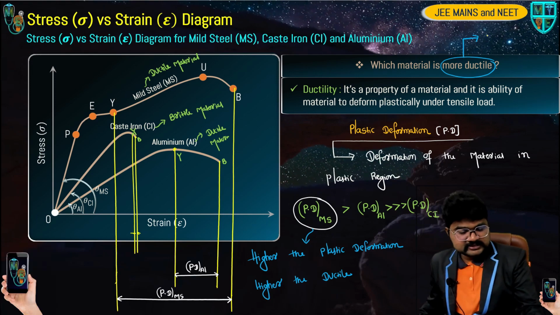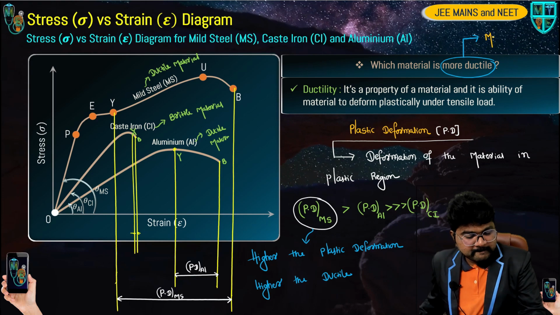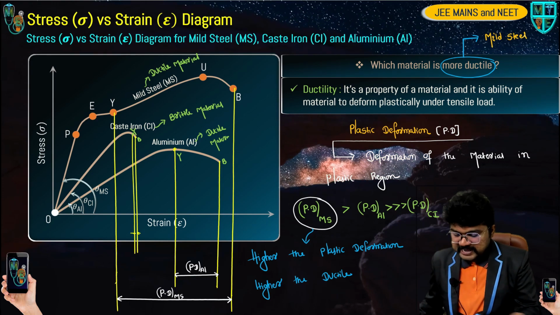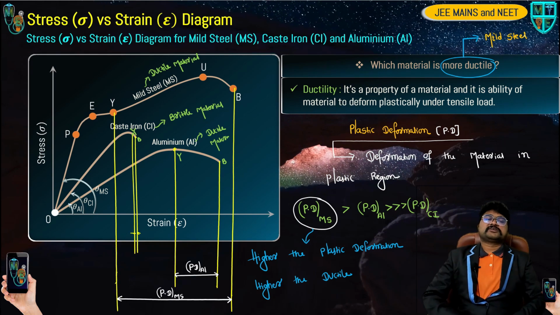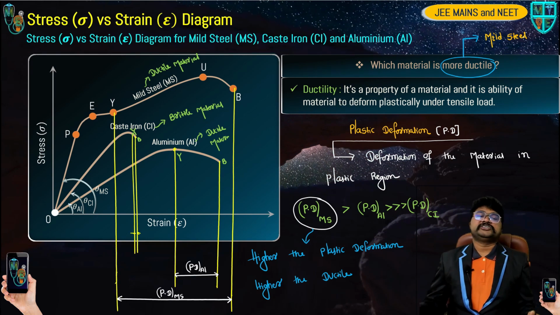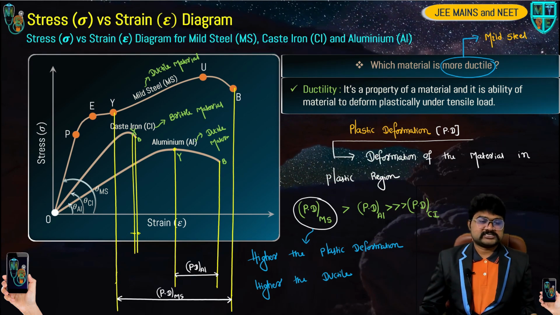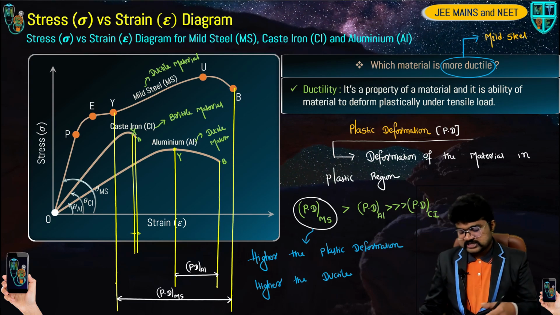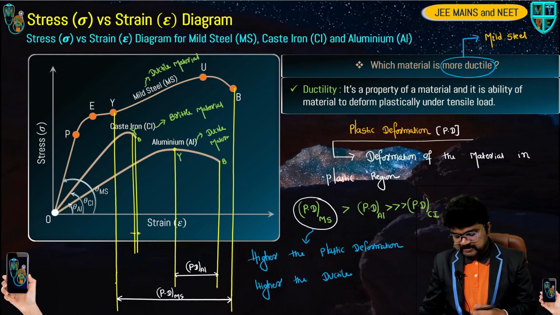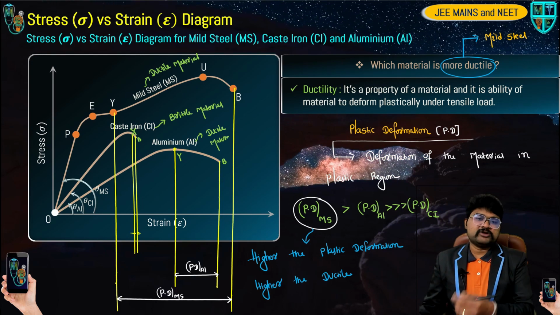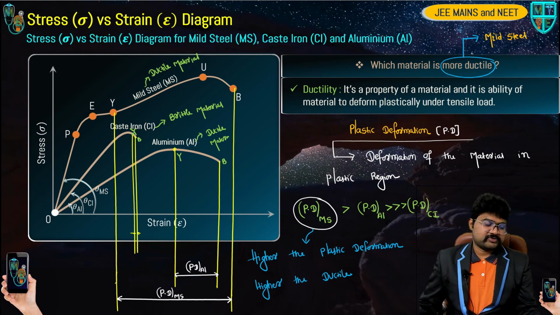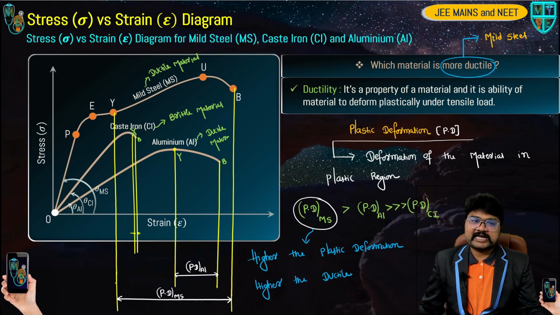So we can say this is mild steel. Plastic deformation is higher in the case of mild steel. Deformation is higher in the plastic region, so it has more plastic region. Then only can we call it more ductile. In this manner we can decide which one is more ductile.